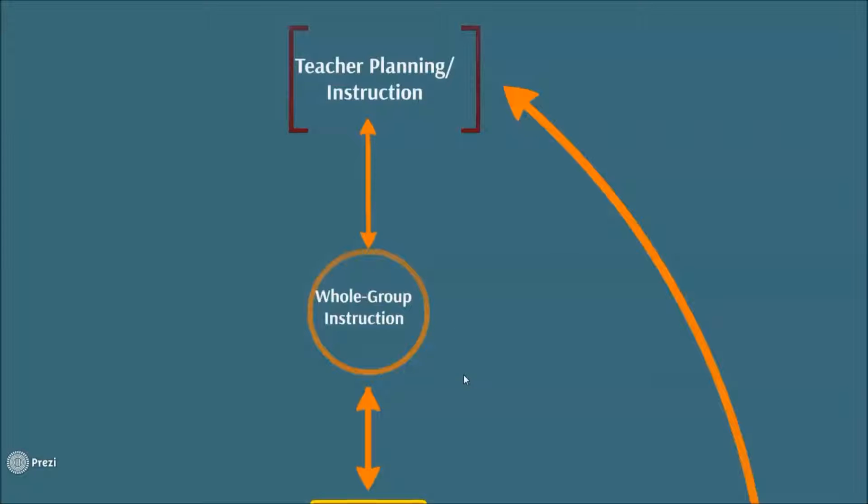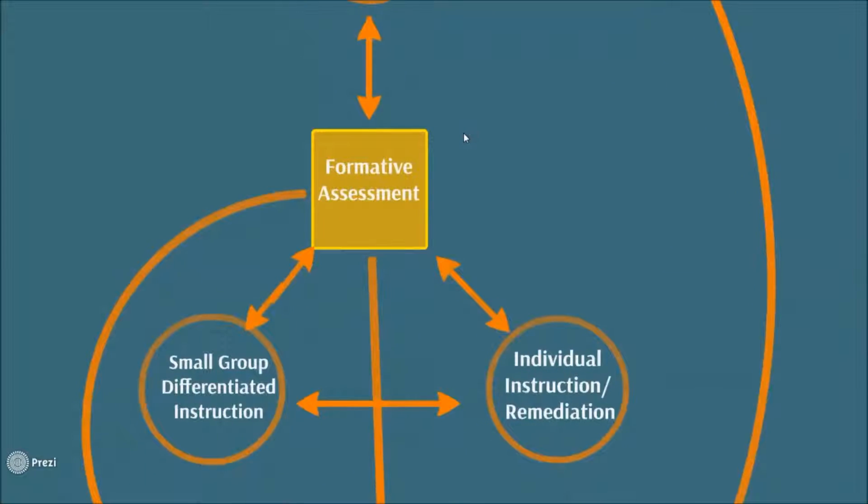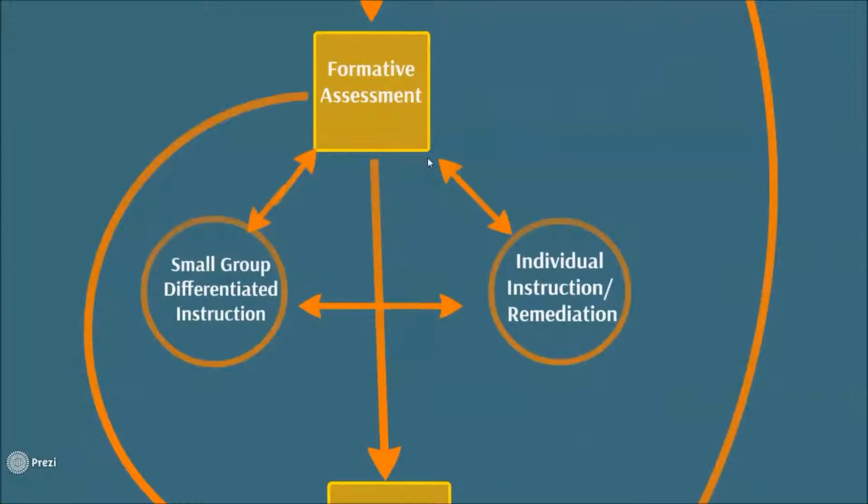It's not just a one-way flow here. I have a couple more things coming off of formative assessment. Sometimes, based off of formative assessment, I might find that the entire group doesn't need reteaching, so I wouldn't go back up to whole group. I might go to small group differentiated instruction. So this is where I would take a small group, and if they need remediation, I would do a remediation group.